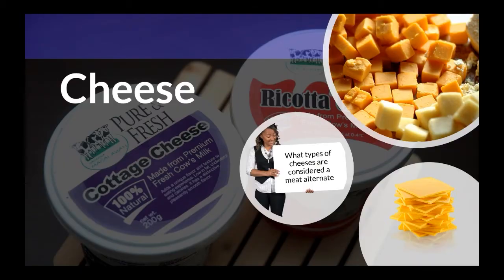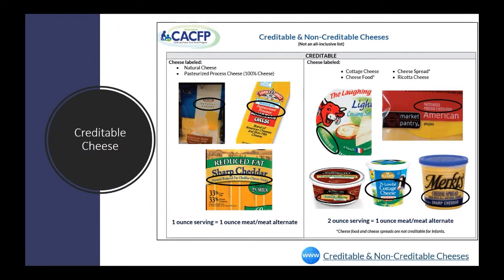So next, let's talk about cheese. So we get this question a lot. What types of cheeses are considered a creditable meat alternate? So to help answer that question, the DPI has a handout for creditable and non-creditable cheeses that includes pictures of different types of cheese. So on this slide are the creditable cheeses.